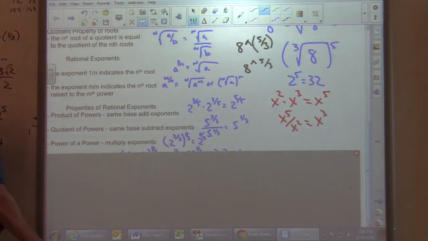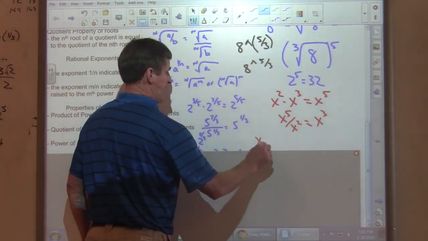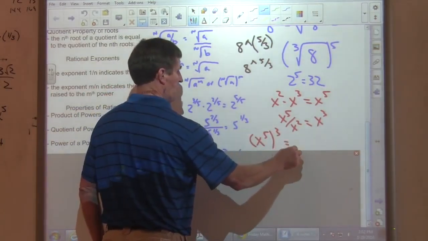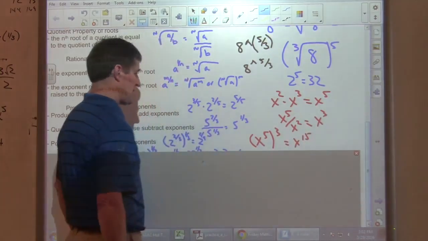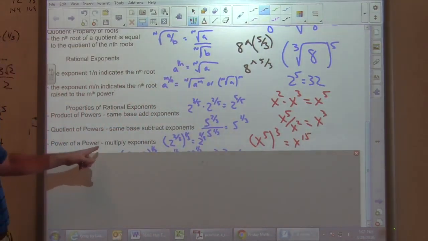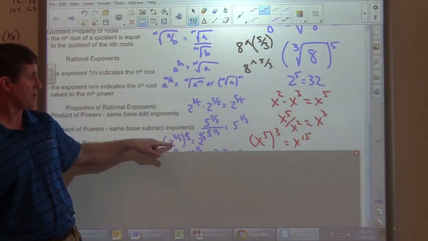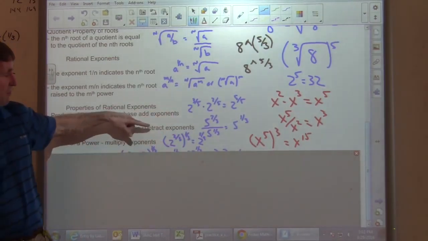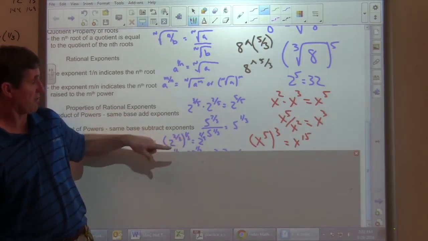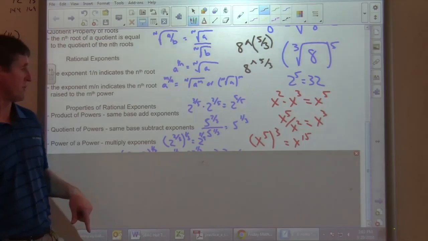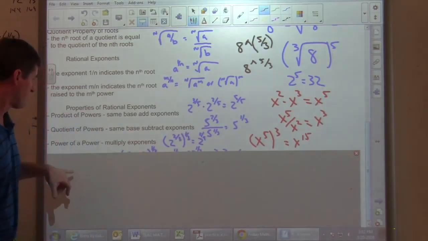Power of a power. So this would be if I have x to the 5th, cubed. Remember, a power to a power, we multiply powers. So it would be x to the 15th. So here is an example with fractions. 2 to the 2/3, to the 1/3. So we multiply. Remember, when you multiply fractions, you multiply straight across top and straight across the bottom. So 2 times 1 is 2. 3 times 3 is 9. So 2 to the 2/9.